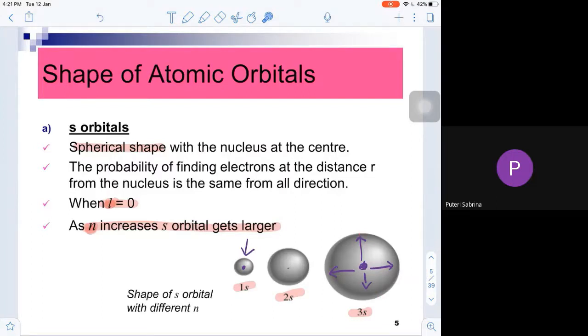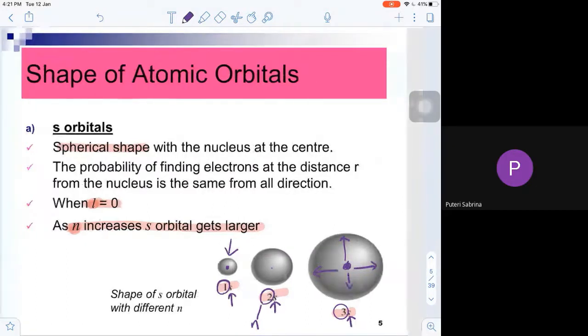What makes their size different even though they have the same shape? They have the same shape because they are all s orbitals. But why do they have different sizes? Because of this n value. This is 1s, 2s, 3s. The 1, 2, 3 are what we call the n or principal quantum numbers, to be discussed later. Don't worry. An s orbital is when we have a spherical shape with the nucleus at the center.